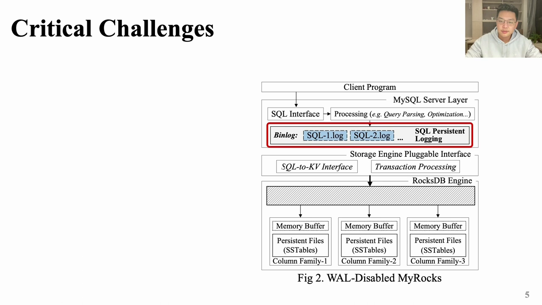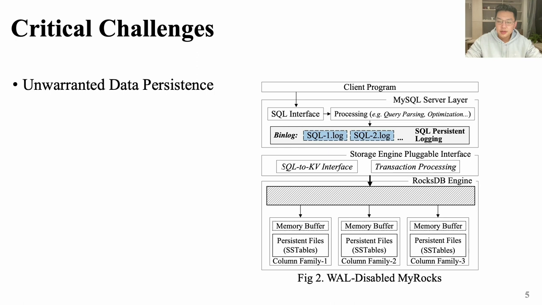First, in an LSM-tree-based RDB, the RDB layer translates each transaction into multiple KV atoms and submits them to the lower storage engine layer. It is assumed that the KV atoms are persisted once the RDB receives completion.